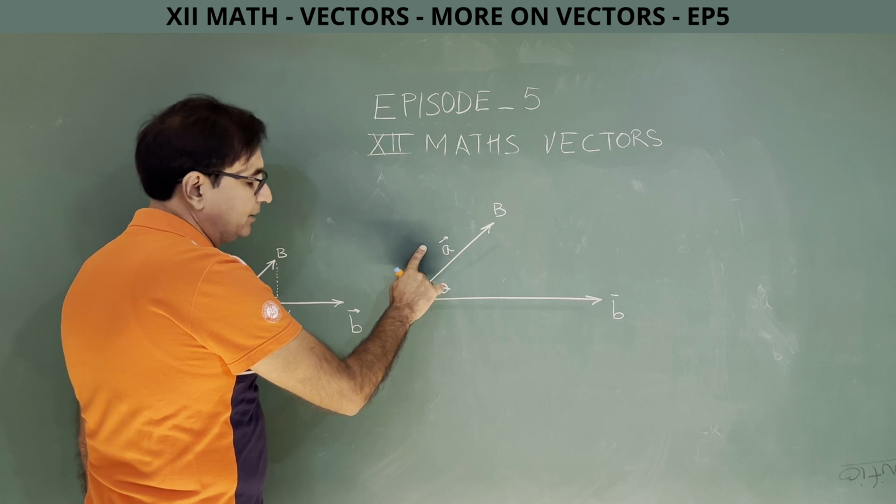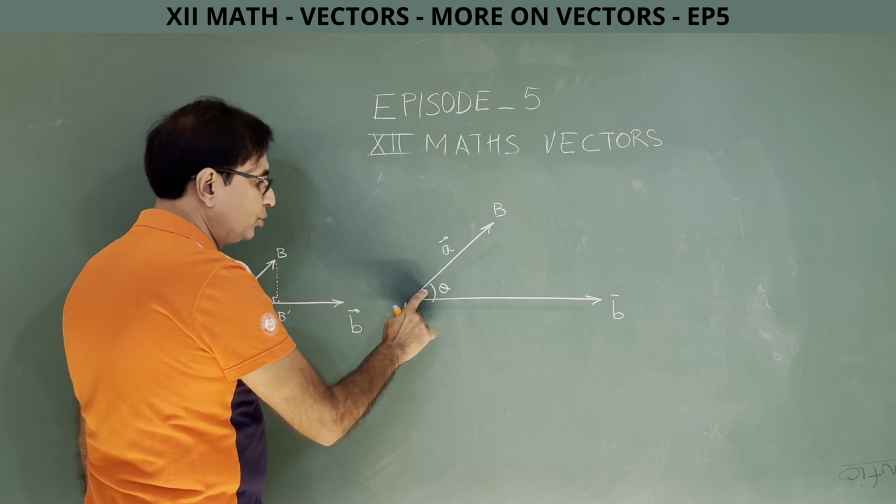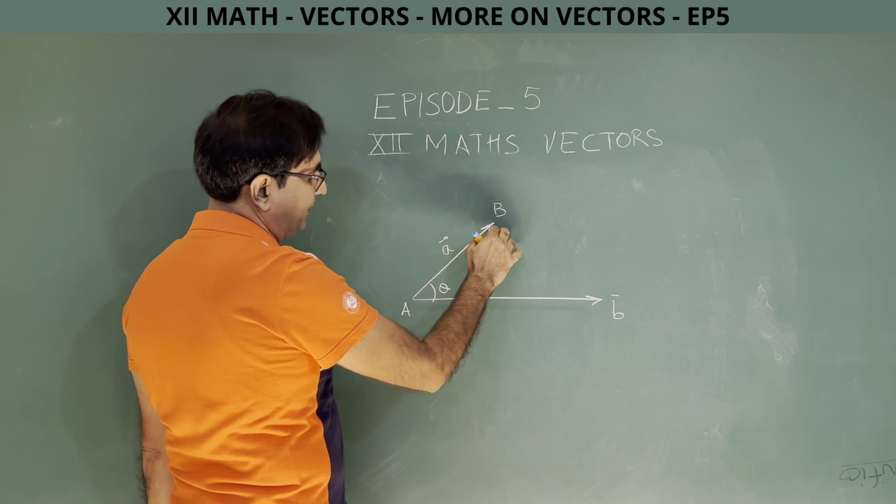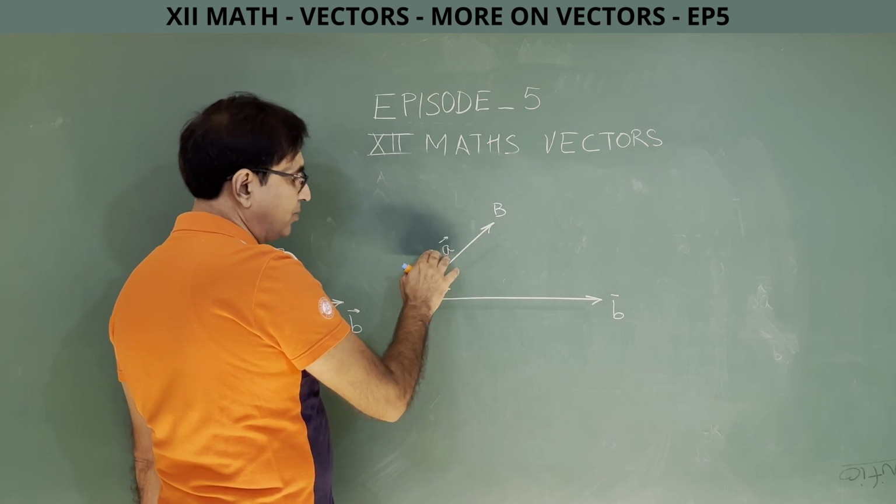So, if you want to find the component of vector A on vector B, you should know the angle between the two vectors. Now, how do you find the component of vector A on vector B?